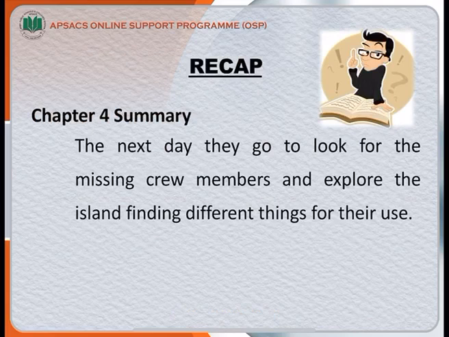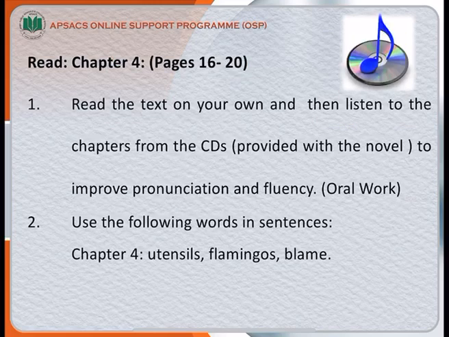A quick recap about chapter number 4. The next day they go to look for the missing crew members and explore the island, finding different things for their use. Read chapter number 4, pages 16 up to 20. Number 1. Read the text on your own and then listen to the chapters from the CDs provided with the novel to improve pronunciation and fluency. Again, this is your oral work. Number 2. Use the following words in sentences: utensils, flamingos, blame.